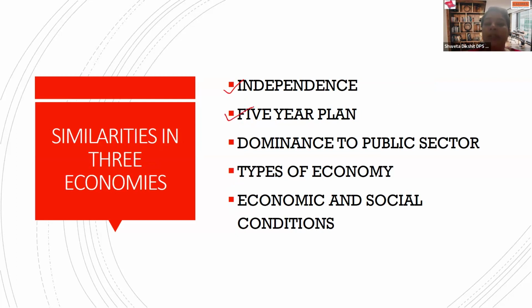Second is the 5-year plan. I'll discuss this in the next slide. Dominance to the public sector, the same point will be discussed in the next slide. Then, types of the economy and economic and social conditions.